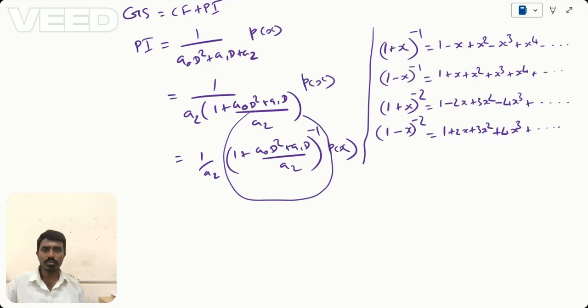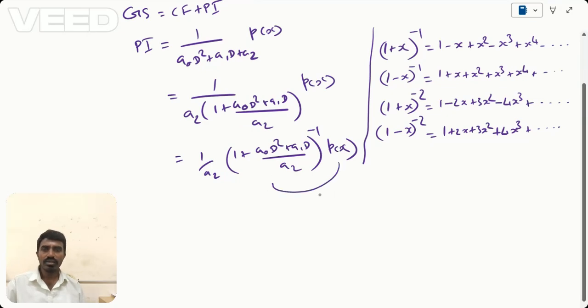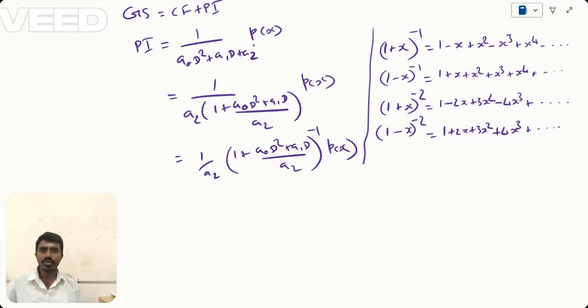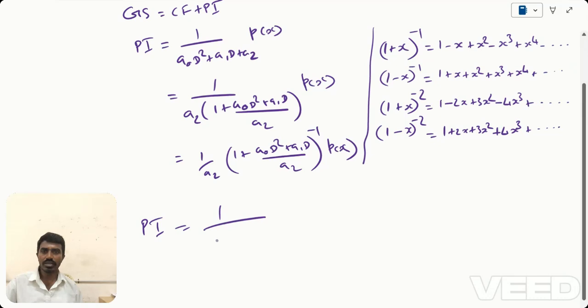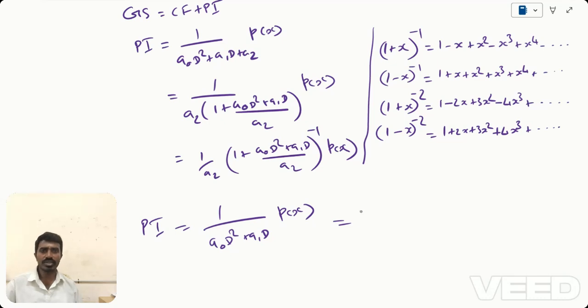So we can expand this, then bring that polynomial inside this bracket, then solve it, then we can get the particular integral. Suppose a0 is 0, then what you may get? Suppose this a0 is 0, then you may have PI of the form 1 divided by (a1 D plus a2) into P of x. These kinds of problems we can also solve.